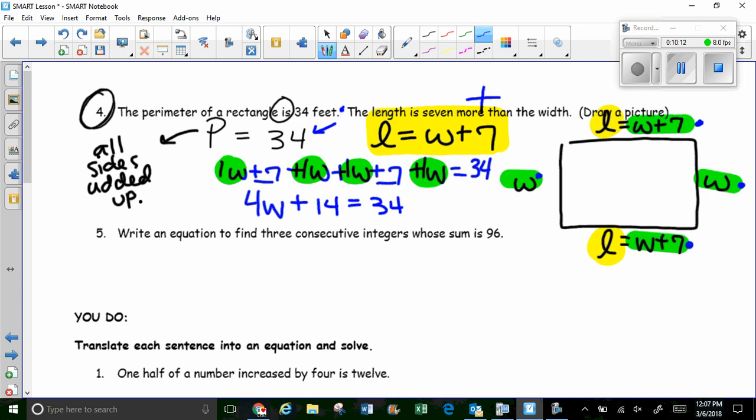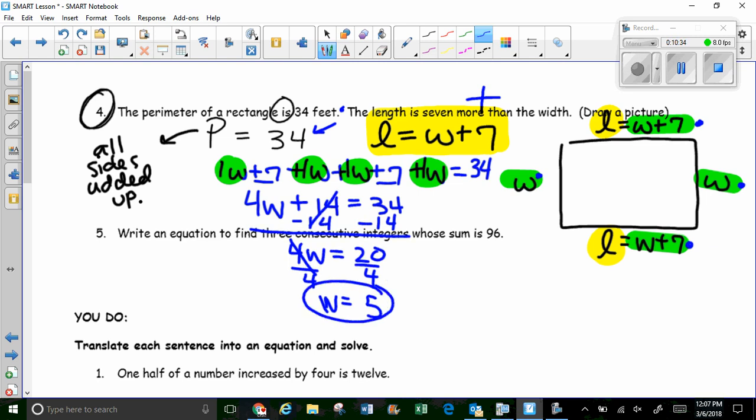And from here we should be home free because that's just a two-step equation. We'll go ahead and subtract 14 from both sides. So you get 4W equals 20. Divide both sides by 4, and you'll get W equals 5.